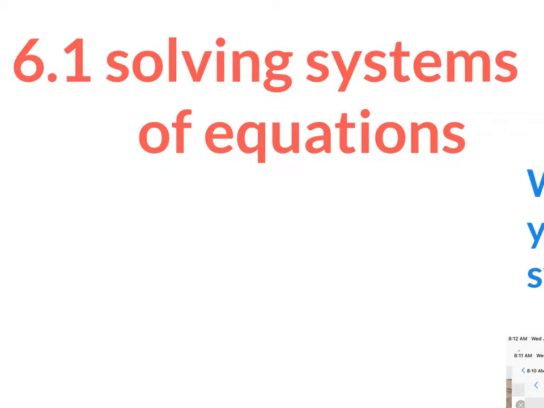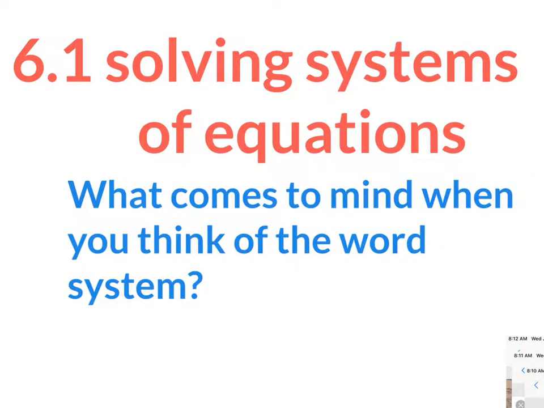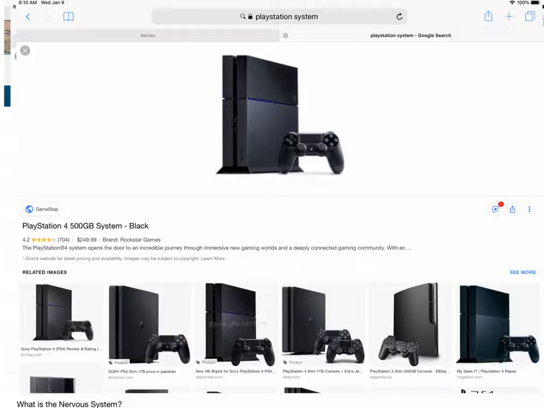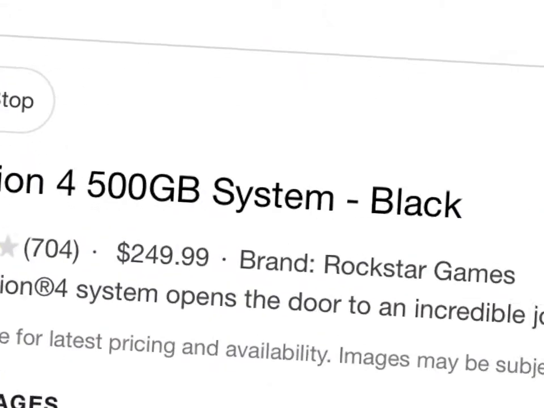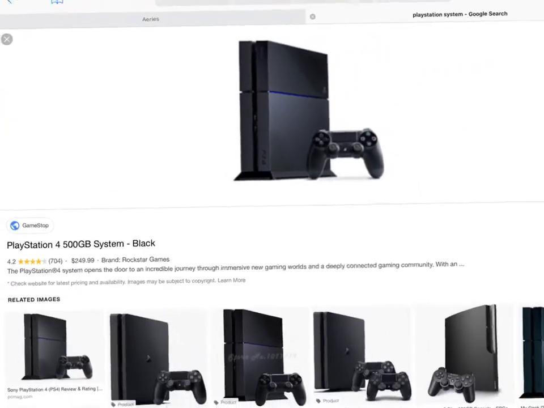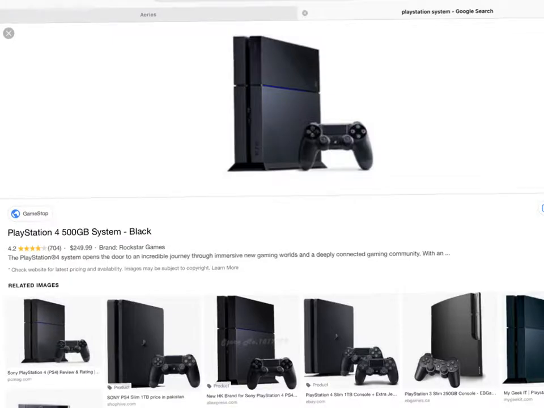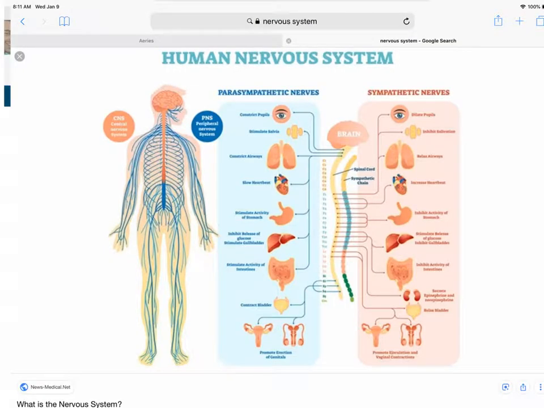Section 6.1, solving systems of equations. All right, before we even begin this, let's just ask ourselves, what comes to mind when you think of the word system? Some people may think PlayStation system, right? And, all right, what else could you be thinking of? Maybe you're thinking of the human nervous system, right?